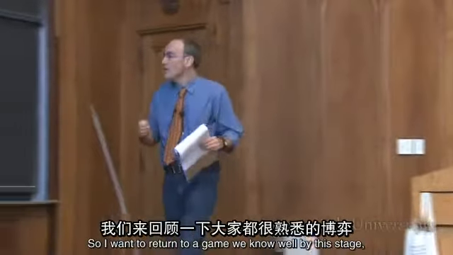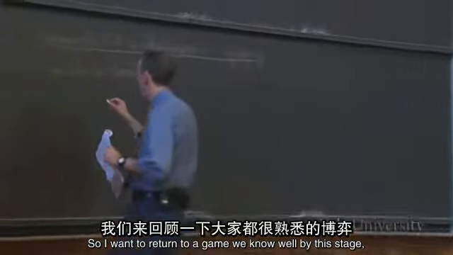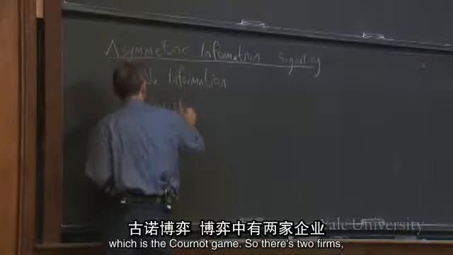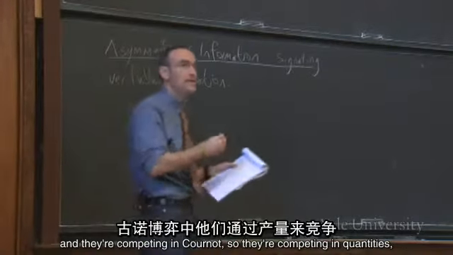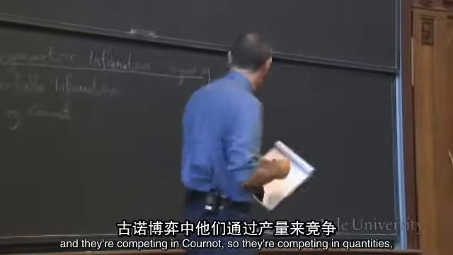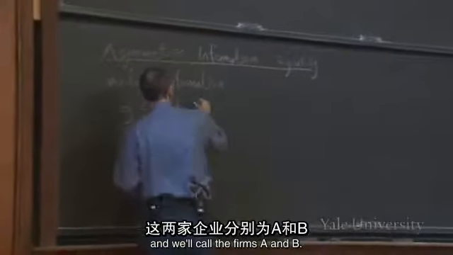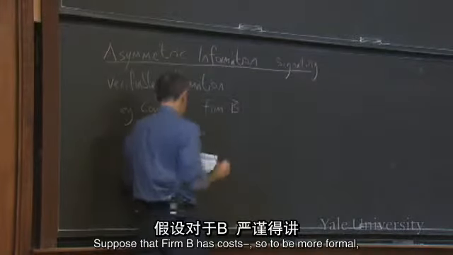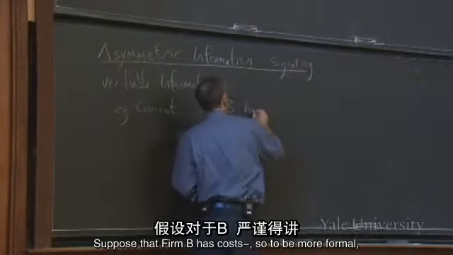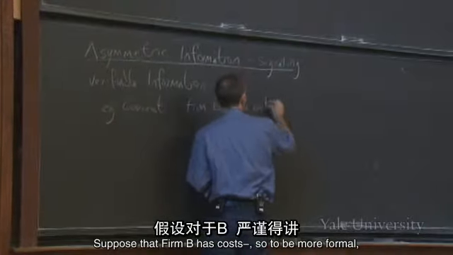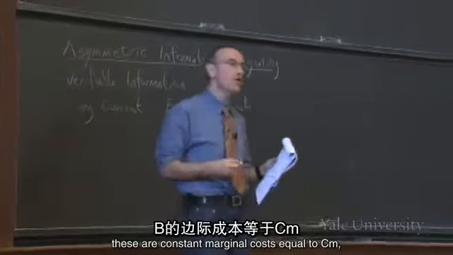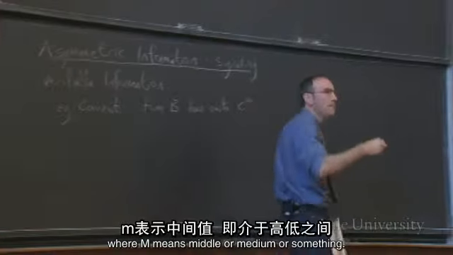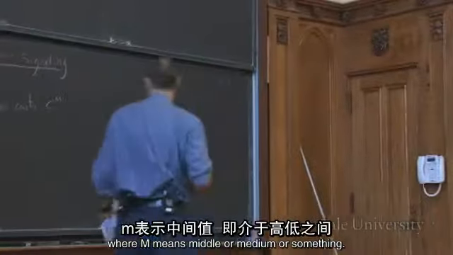So I want to return to a game we know well by this stage, which is the Cournot game. There are two firms, and they're competing in quantities. We'll call the firms A and B. And suppose that firm B has constant marginal costs equal to Cm, where M means middle or medium.